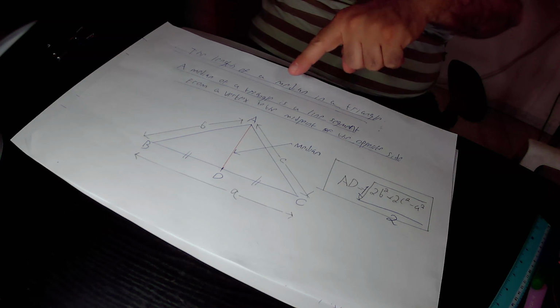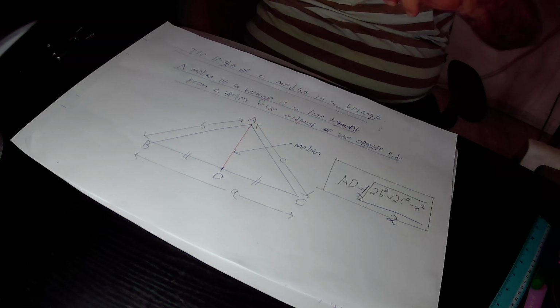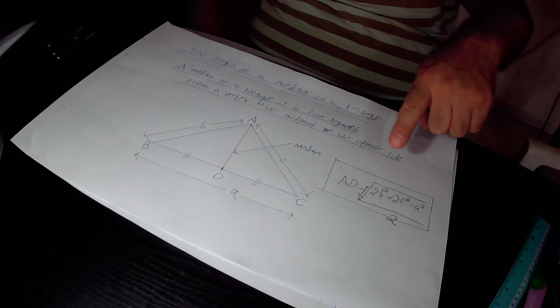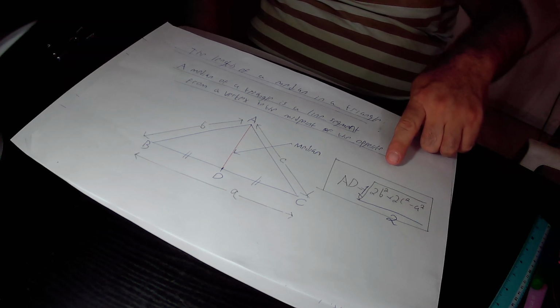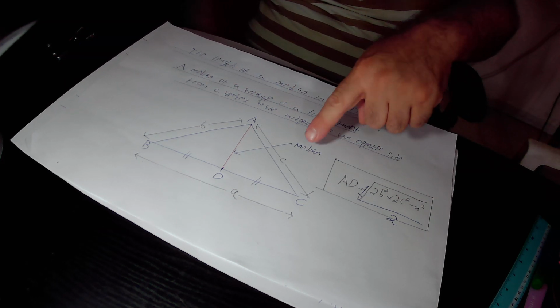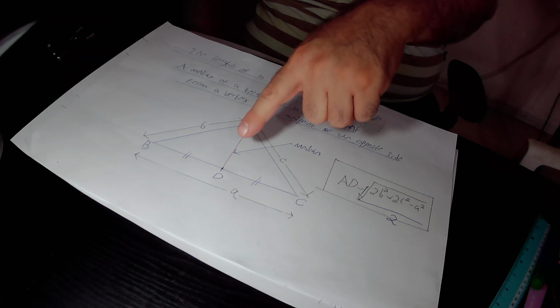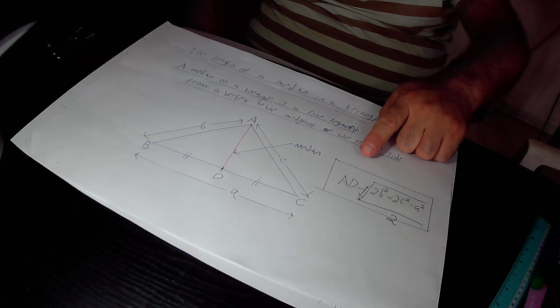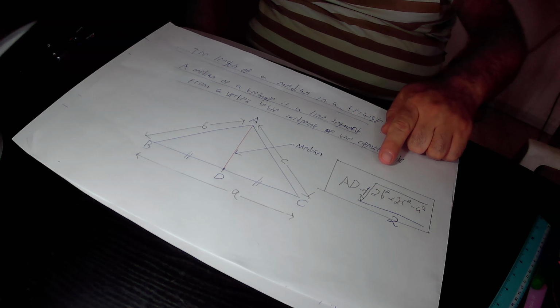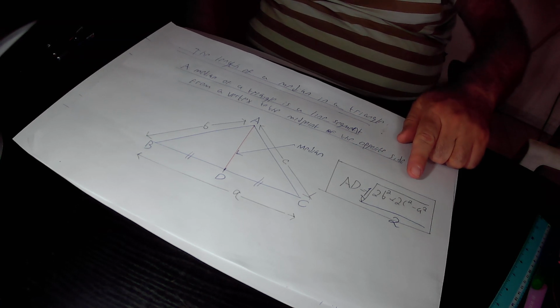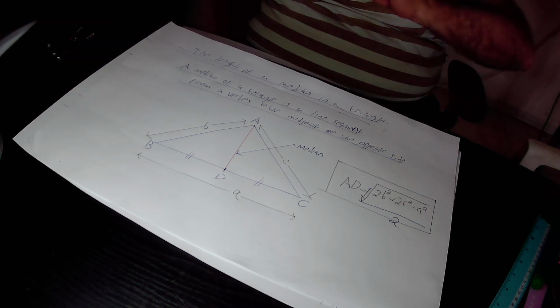According to the formula, the length of the median AD is equal to 1 over 2 times the square root of 2b squared plus 2c squared minus a squared. Again, AD equals the square root of 2b squared plus 2c squared minus a squared, over 2.